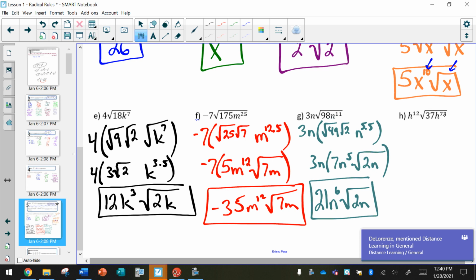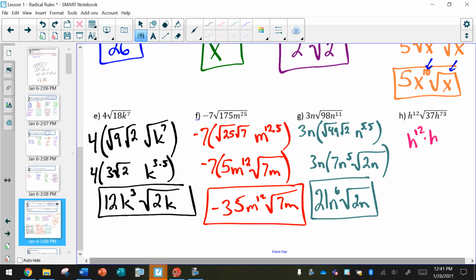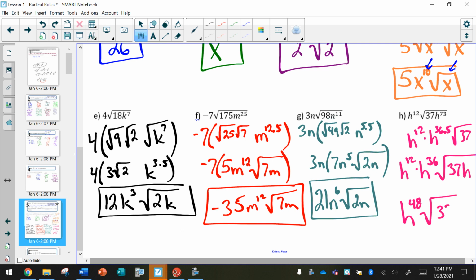So that means if I take my exponent of 73 and divide it by 2, I get h to the 36.5. So the 36 part is the outside exponent, and the 0.5 part means I have an h still inside the radical. And then when you multiply variables, you add the exponents together, so it's h to the 48th radical 37h.